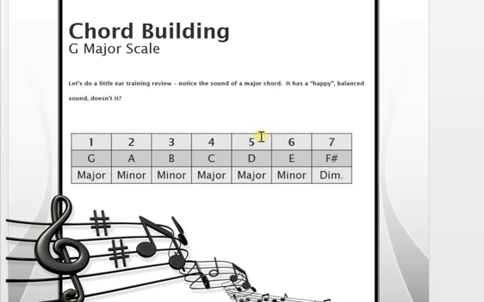Now, let's do a little ear training and notice the difference between a major chord and a minor chord. So here's a major chord. That's a G major chord. If I were to play a G minor chord, it would sound like this. Has a sadder sound. Here's an A major, and here's an A minor. So you can hear the difference. The major chords are bright and happy, and the minor chords are more melancholy and sad.